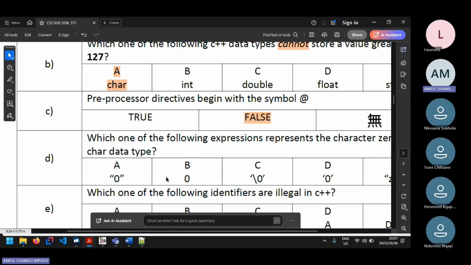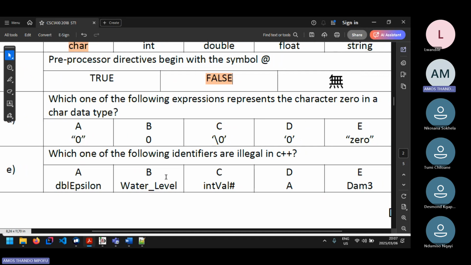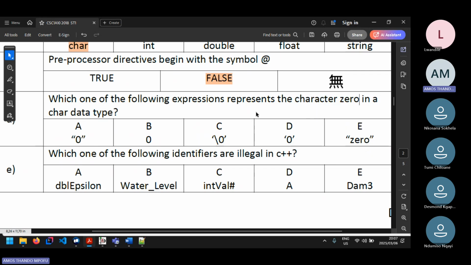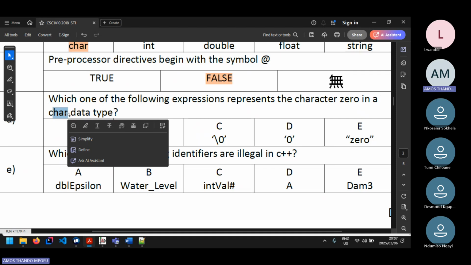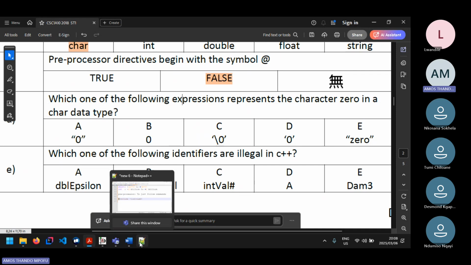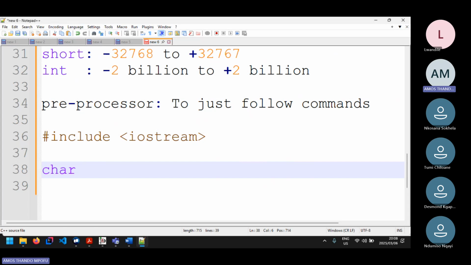And then we go back to our question. Which one of the following expressions represents the character 0 in a char data type? This is very tricky. They said the character 0, right? And they said in a char data type. A char data type is initialized with single quotes. That's something you need to really understand. That's why it's important to do your practicals. A char, you create a char like this. You say char, let me say input or something. And then let me initialize it.